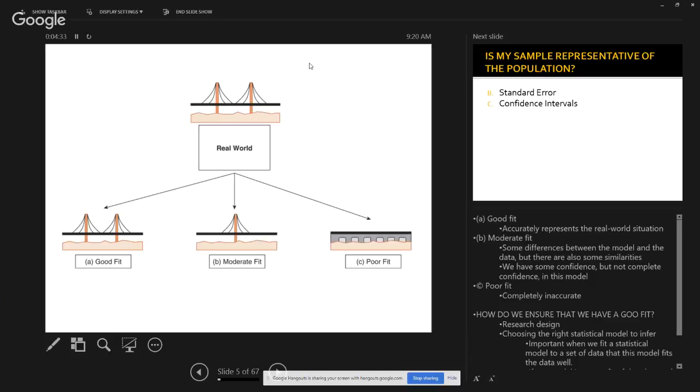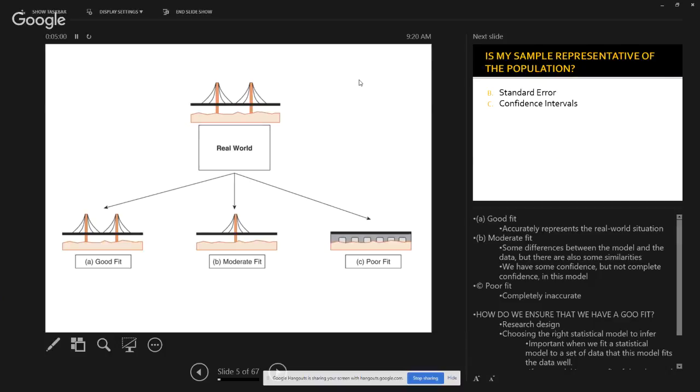And you can see, obviously, in A, it's a good fit. That data accurately represents the bridge in the real world. In B, it's a moderate fit. So there are some differences, but there are some similarities. And we would probably look at our confidence intervals for that. And obviously, C looks like it doesn't fit at all. So what we're going to talk about today is how do we know if we actually have a good fitting model?